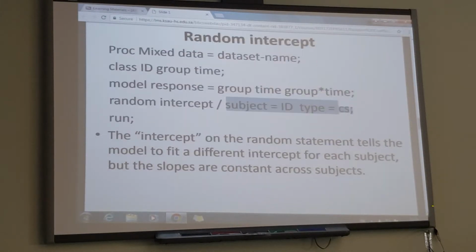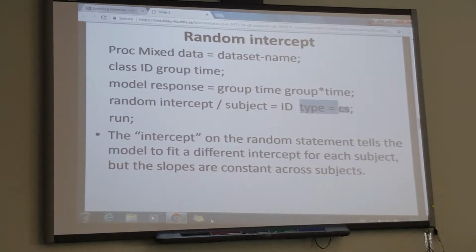But now, if we're trying to produce random intercept, we're going to tell SAS to give a different intercept for every patient, but a common what? A common slope. They are always starting from different intercepts, but the slope is common. Slope is common means that they are all parallel. They do not interact.